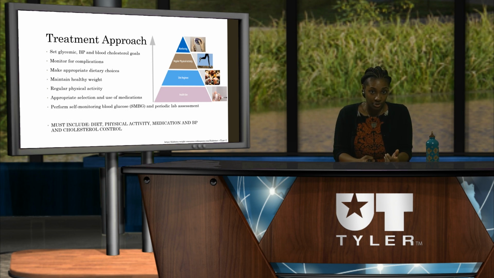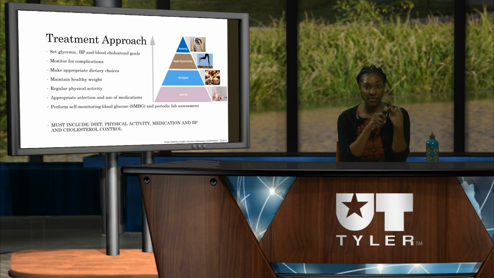So how to check their blood sugar at home, and when and where they should go in for their periodic lab assessments. Keep in mind that every patient must include these main 4 things. I think it's 4. So yes, diet, physical activity, medication, and control of comorbid conditions. So diet, physical activity, medication, control of other conditions, specifically blood pressure and cholesterol. So keep that in mind.